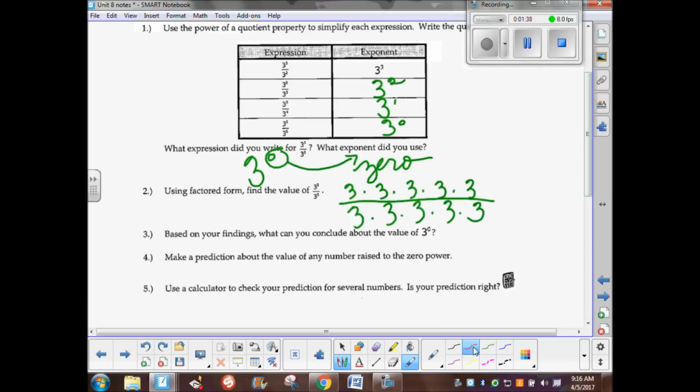And then when we go to simplify that, what is 3 divided by 3? Well, let's be careful. You are correct, but sometimes we get confused when we just say, let's just cancel. This is 1, right? And that's a 1, and that's a 1, and that's a 1. So what's my final answer? Where are you getting 5 from? Guys, what's 1 times 1 times 1 times 1 times 1? So then, it says based on your findings, what can you conclude about the value of 3 to the 0 power? What's it equal to?